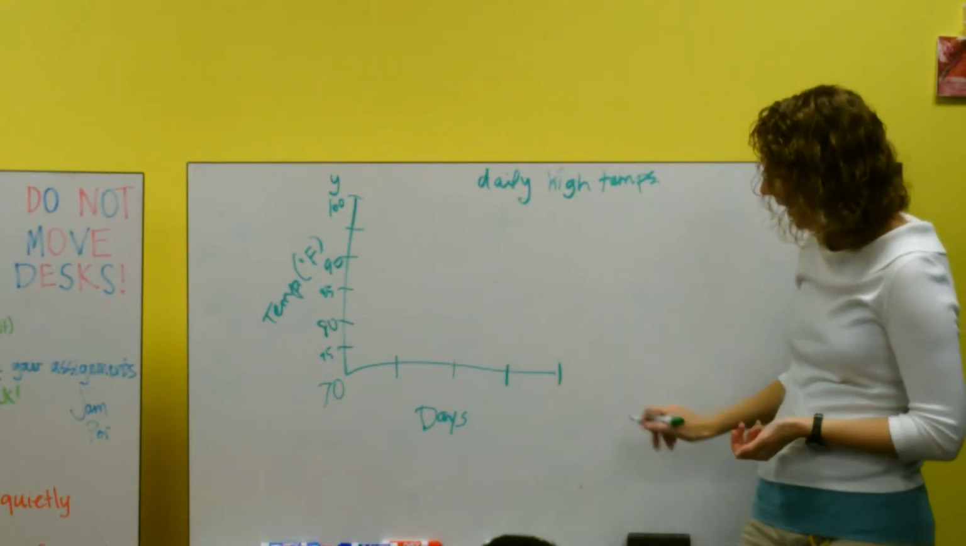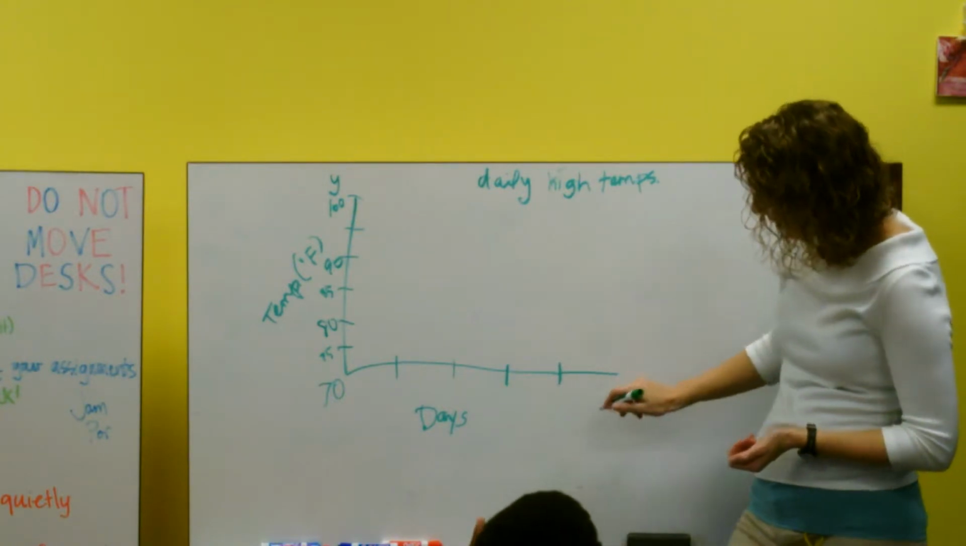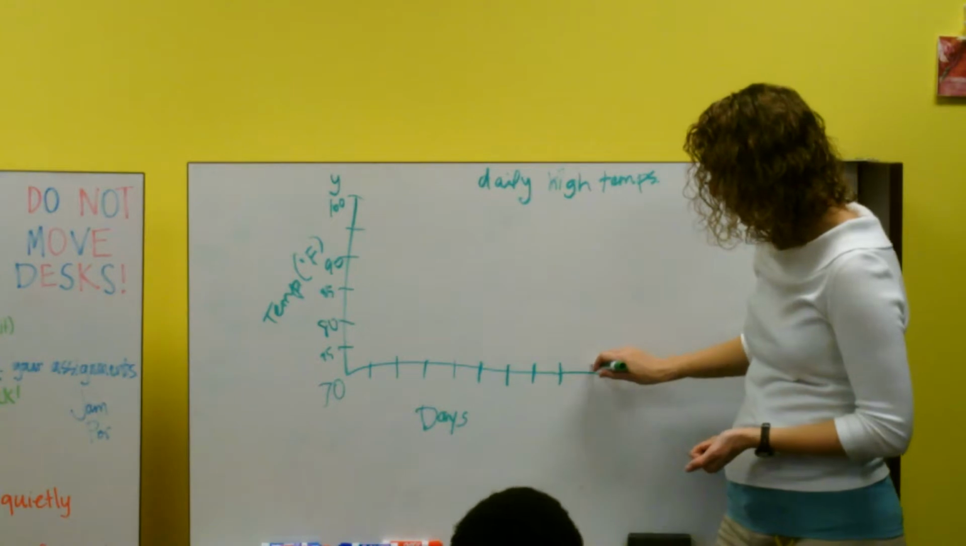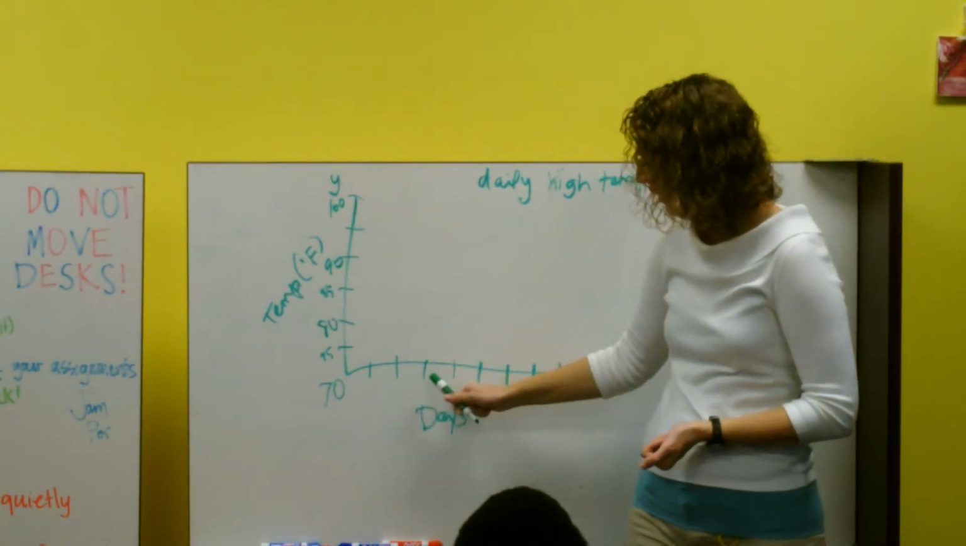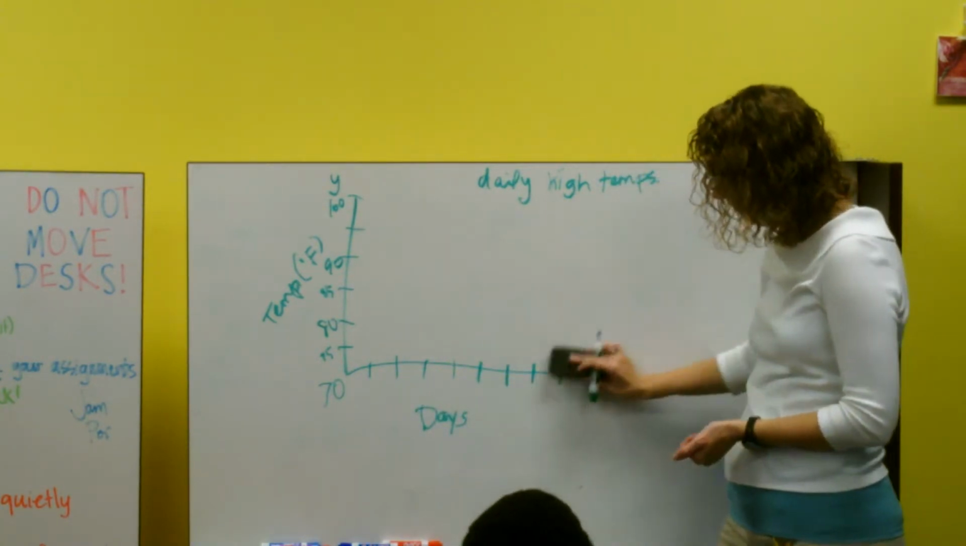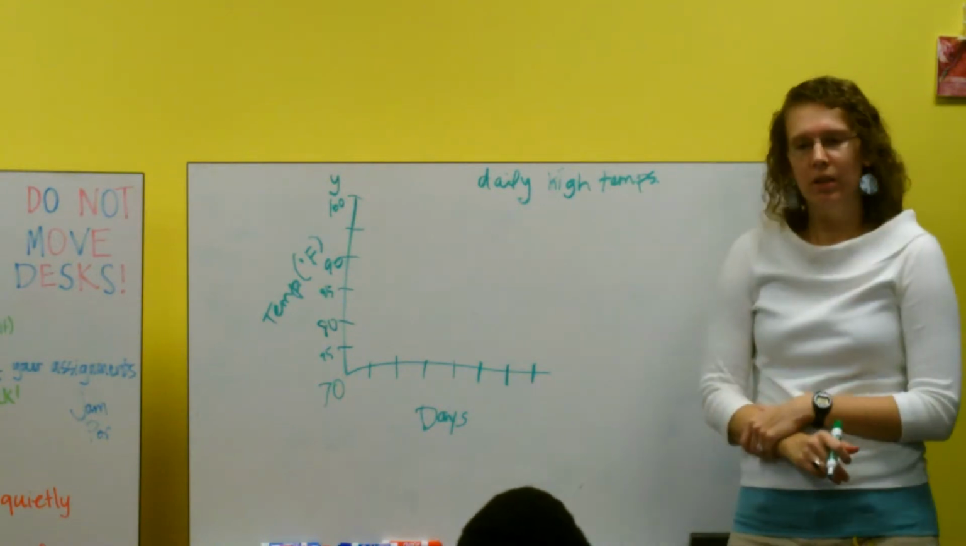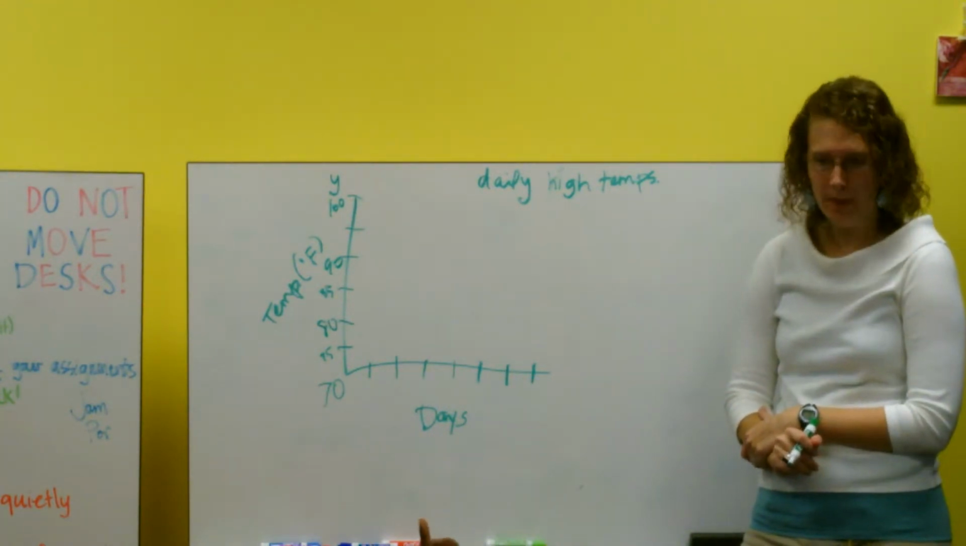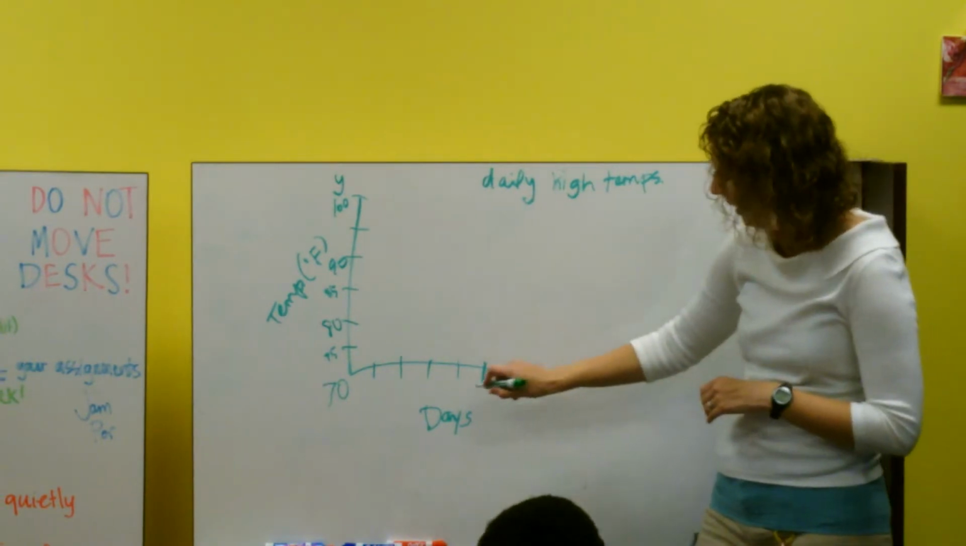Now we need to figure out days. Let's just add some extra days in. Still equal spacing. 1, 2, 3, 4, 5, 6, 7. So, Damon? You want to start with Sunday?